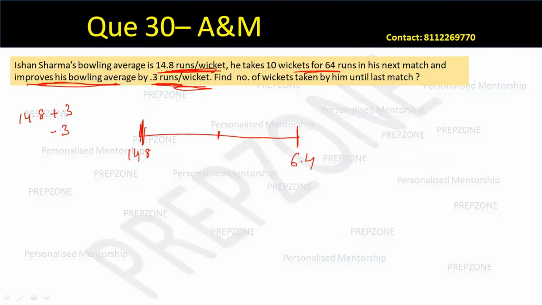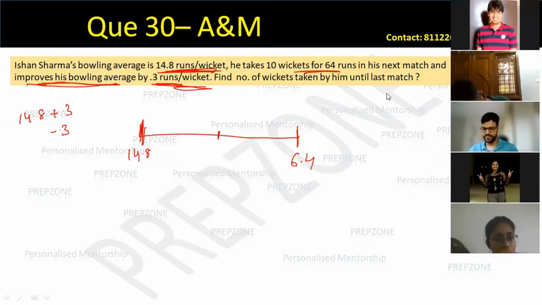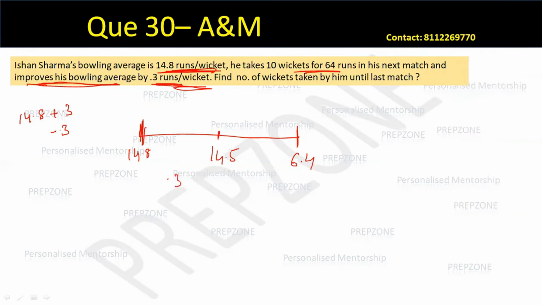See, for a bowler, he has to give fewer runs per wicket, right? For a particular bowler to be good, he has to give fewer runs per wicket, because he is a bowler. So lower the number, better he is. So the average will be 14.5, because it is reducing, it is improving by 0.3, right? So how much is the ratio here? This is 0.3 and this is 8.1, which is 1:27.